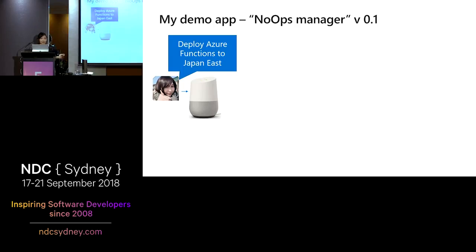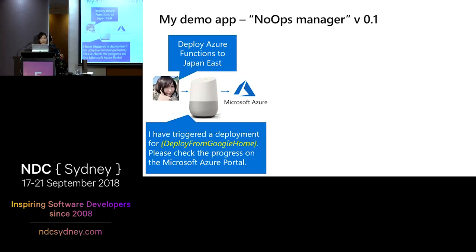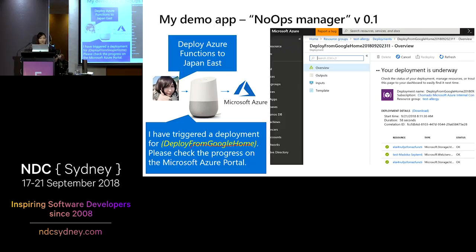When I say deploy Azure Functions to Japan, it invokes Azure, and it says I have triggered a deployment for deploy from Google Home. Please check the progress on Microsoft Azure, and you can check the Azure portal and see the deployment is underway, or its status.